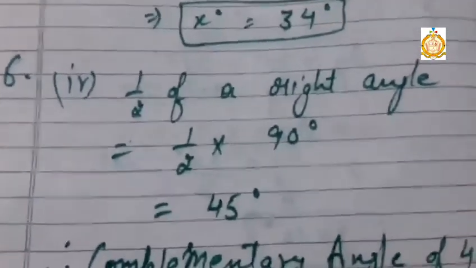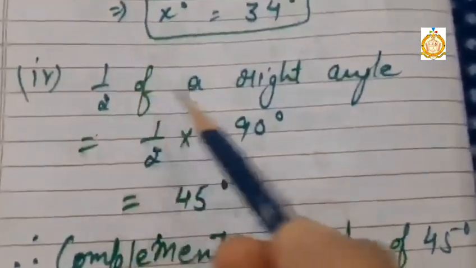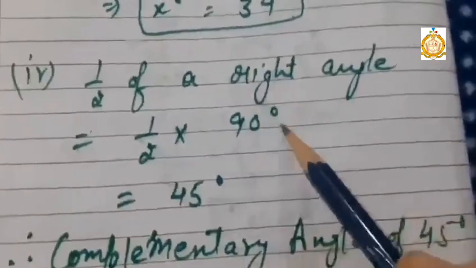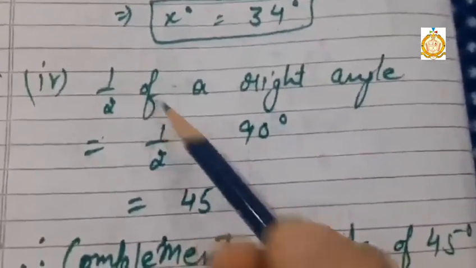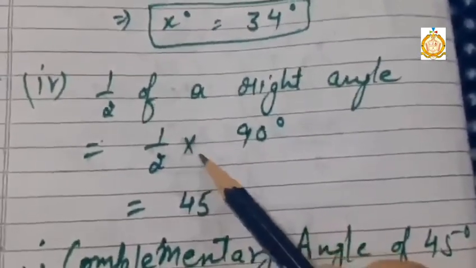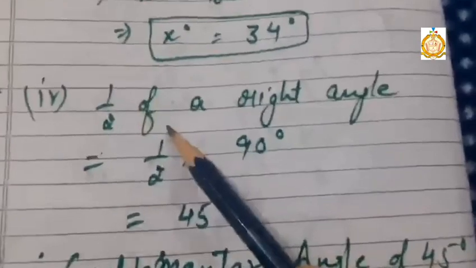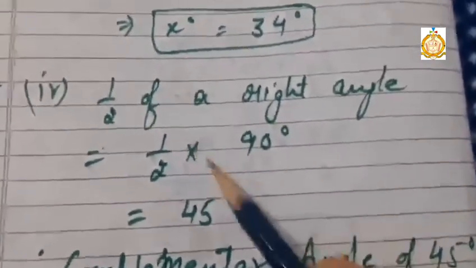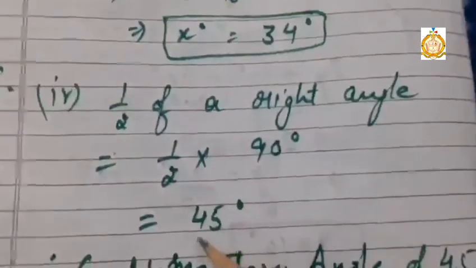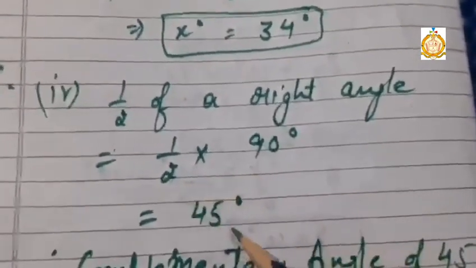Here we have to find the complementary angle of 1 by 2 of a right angle. First we will solve it. 1 by 2 of means multiplication, so changing of with multiply sign, and right angle is of 90 degree. After solving it, you will get 45 degree. Just divide it. 90 divided by 2 is 45 degree.